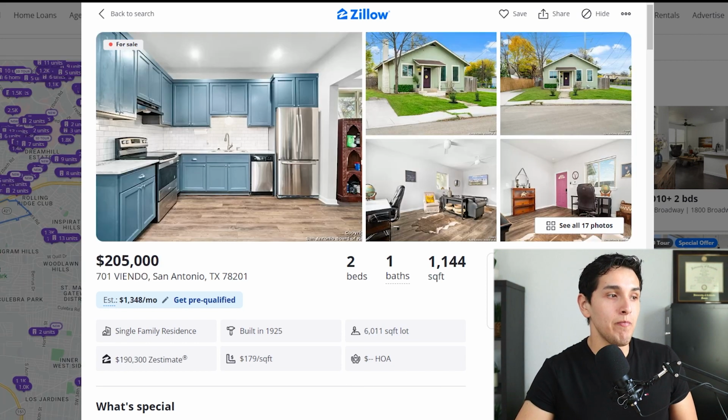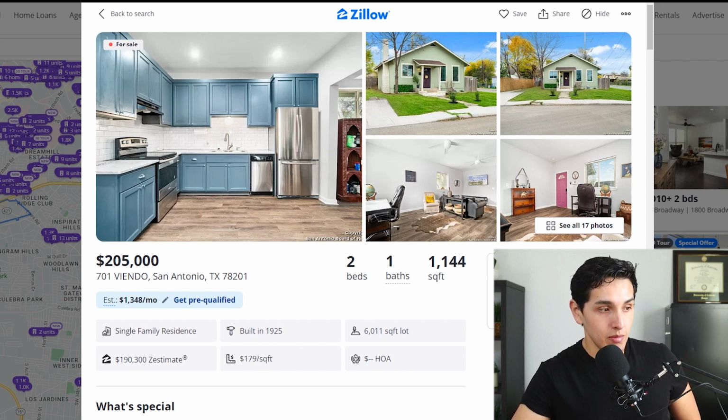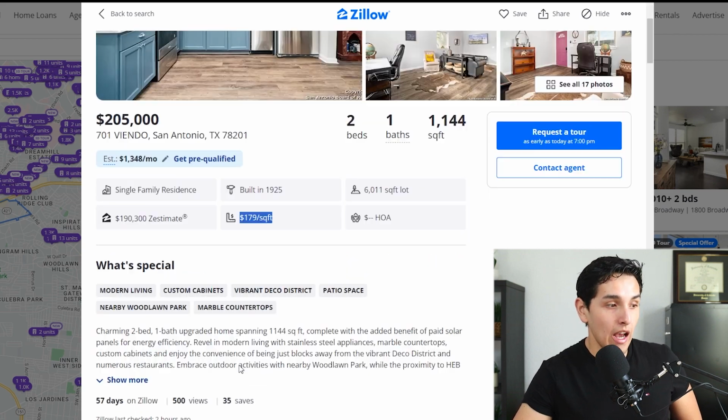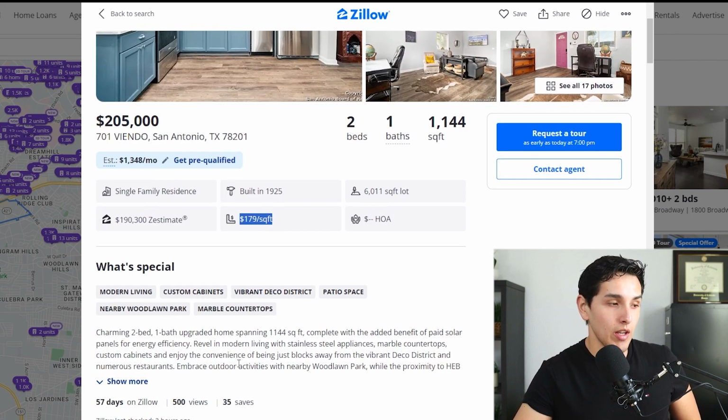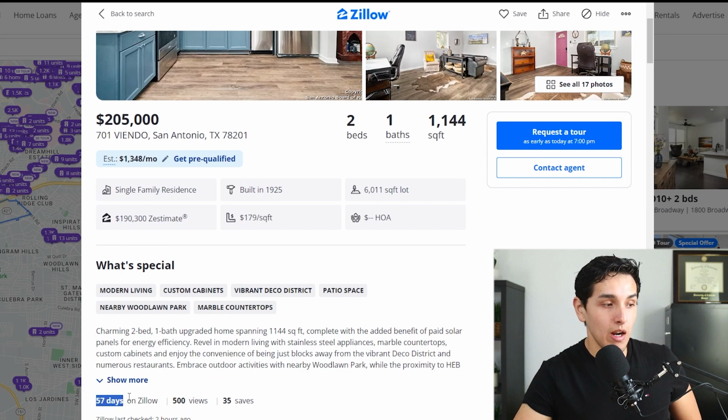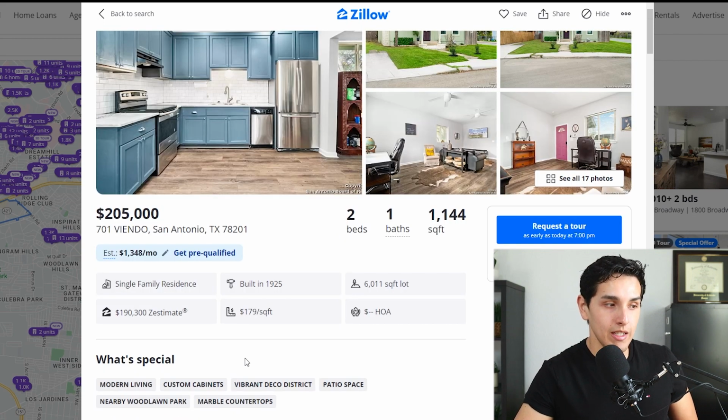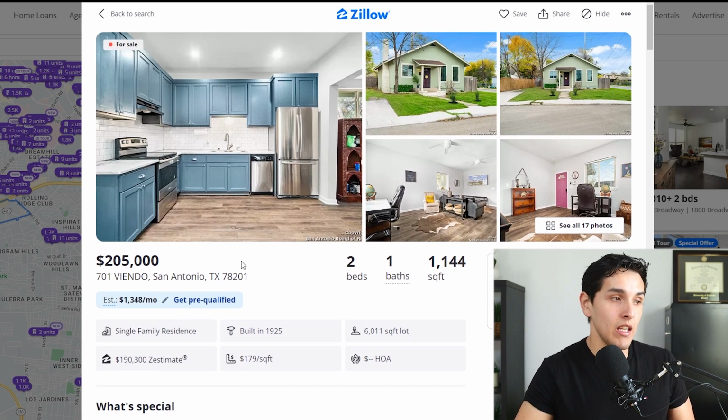Now, the next property. In this property, we have the same bed, same bath. It's a little bit smaller, and the dollar per square foot is $179. The house has been on the market for 2 months. Okay, so it hasn't been on the market for as long as the other home that we saw. However, it still has been on the market for a decent amount of time. So what that means is this price is a little bit too high for what it is. However, we can still take a look at it.